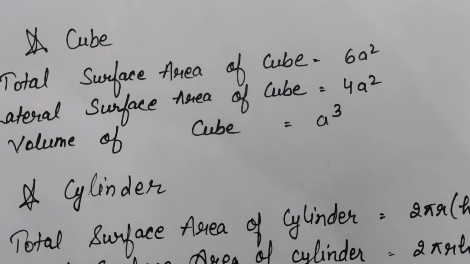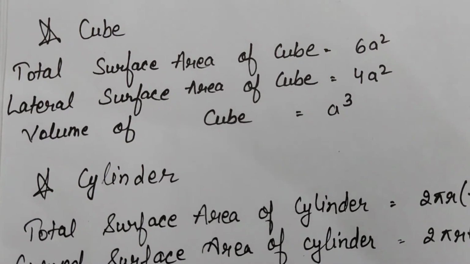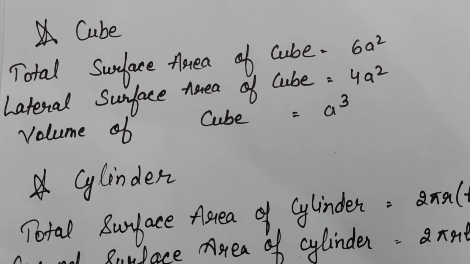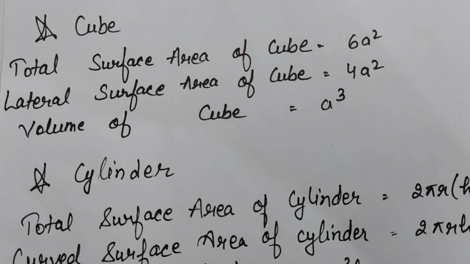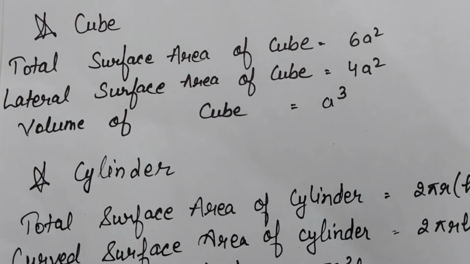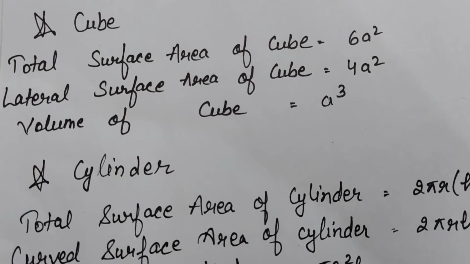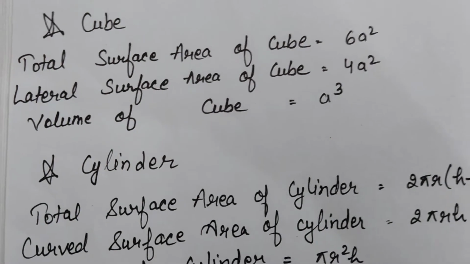Now the turn is cube. Total surface area of cube is equal to 6a square. Lateral surface area of cube is equal to 4a square. Volume of cube is equal to a cube.